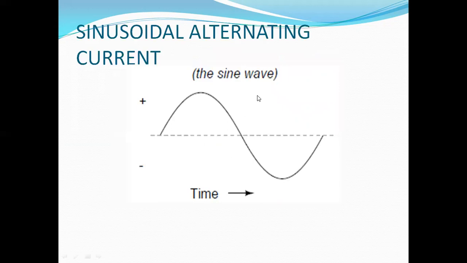So here is the sinusoidal alternating current. It is the positive half cycle. It is the negative half cycle. Okay. So it varies in this way and completes its cycle. So it is a sine wave.